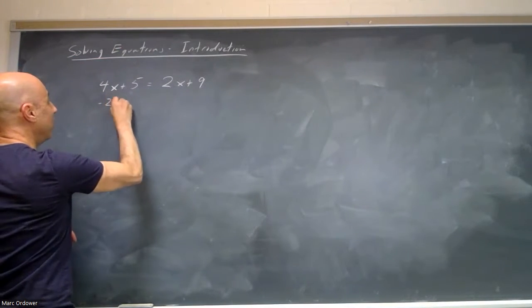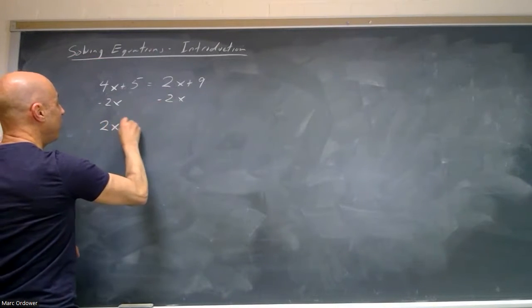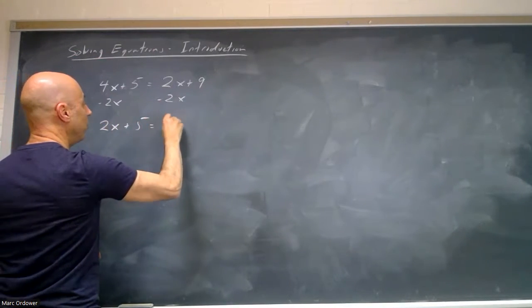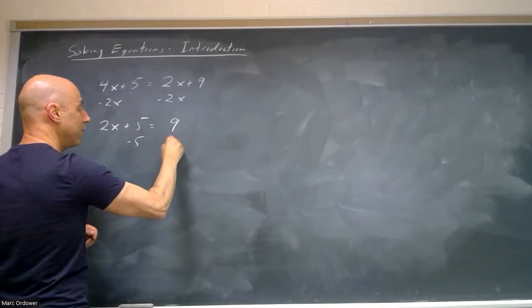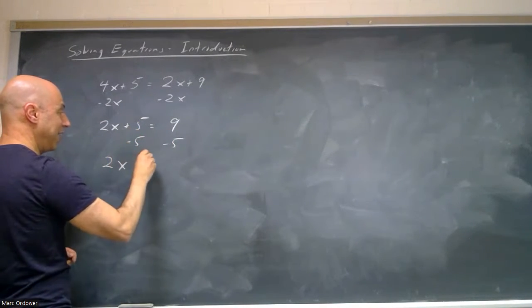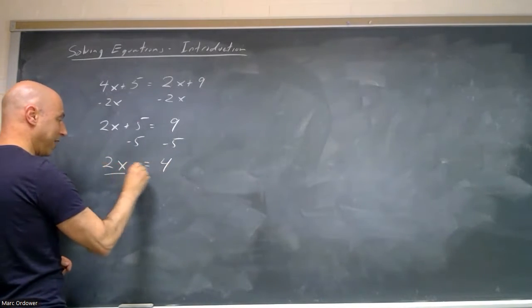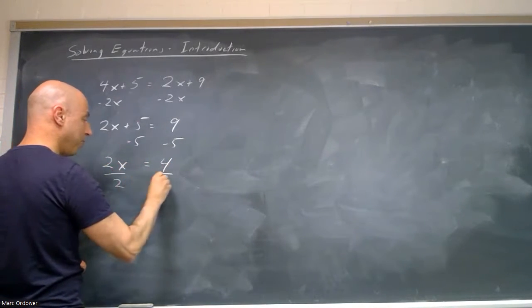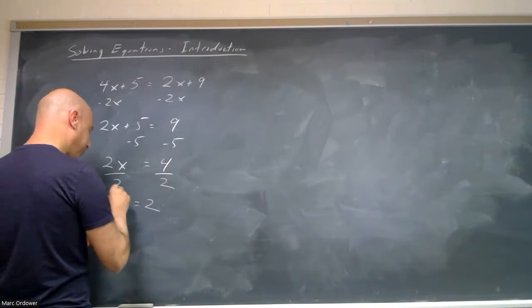Let's go ahead and subtract 2x from both sides. And that gives us 2x plus 5 equals 9. And now we'll subtract 5 from both sides. And so we end up with 2x, the 5's cancel out, and we just end up with 4. 2x equals 4. We can divide both sides by 2, and we end up with x equals 2.